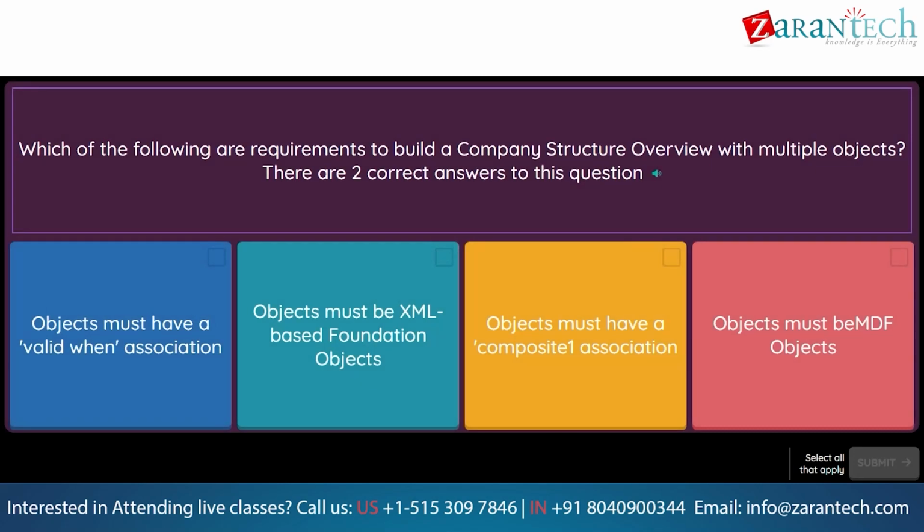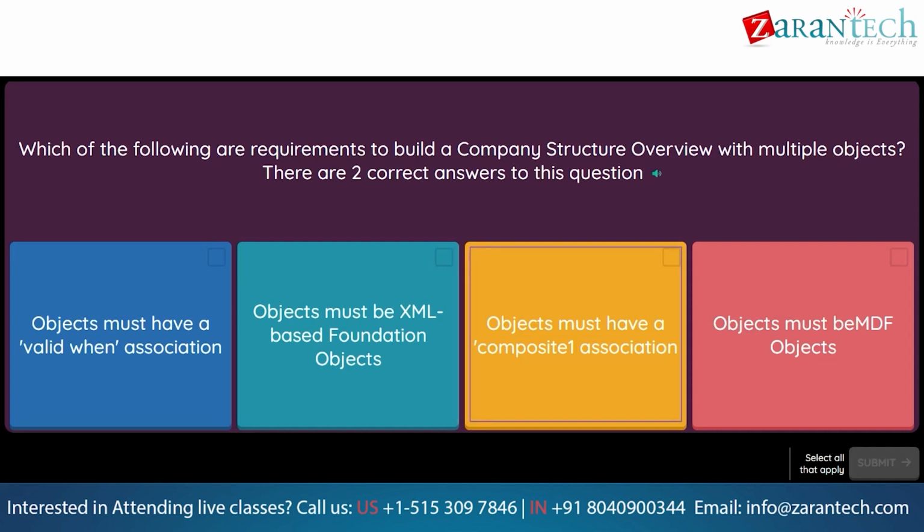Question: which of the following are requirements to build a company structure overview with multiple objects? There are 2 correct answers to this question. Option 1. Objects must have a 'valid when' association. Option 2. Objects must be XML-based foundation objects. Option 3. Objects must have a 'composite 1' association. Option 4. Objects must be MDF objects.